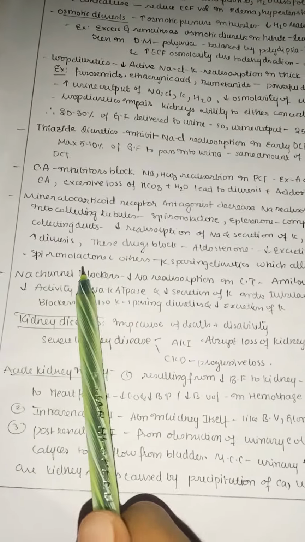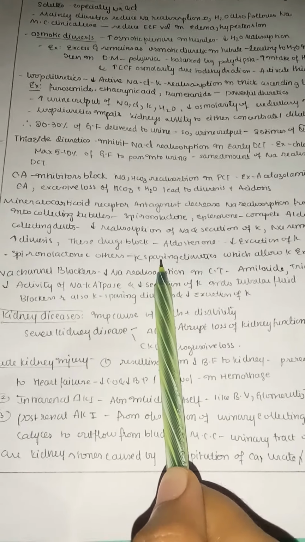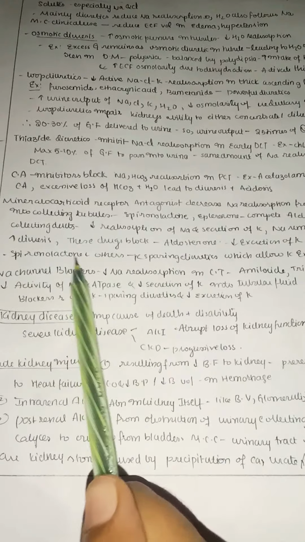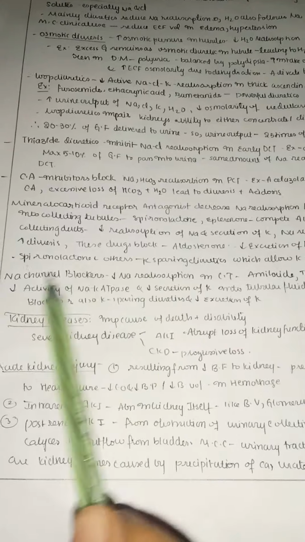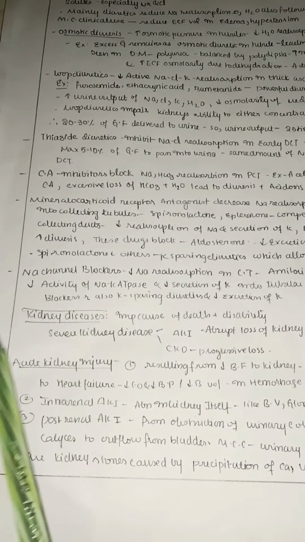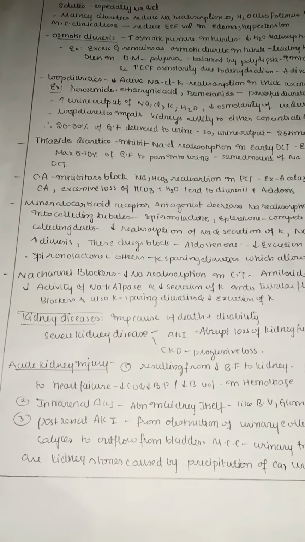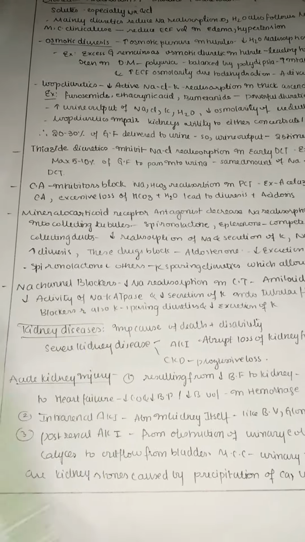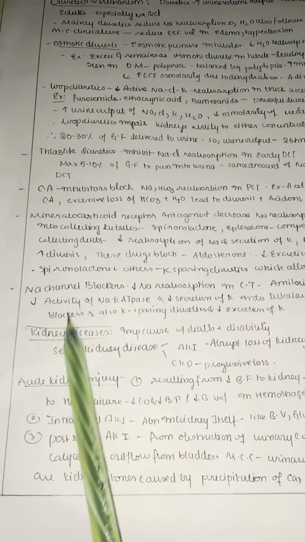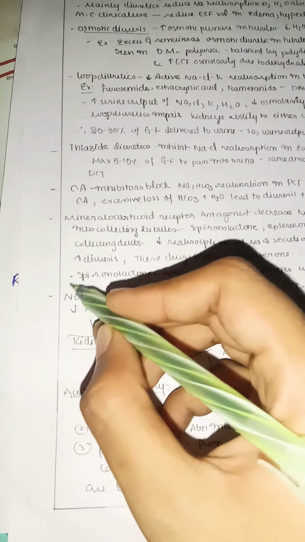Before, we said spironolactone is a potassium sparing diuretic, but there the potassium excretion is high only. In the case of sodium channel blockers, they are also potassium sparing diuretics, but the excretion of potassium is decreasing because they are disturbing the sodium potassium ATPase. So that is the difference, and you need to observe carefully between spironolactone and the sodium channel blockers. Now let us go on to kidney disease.